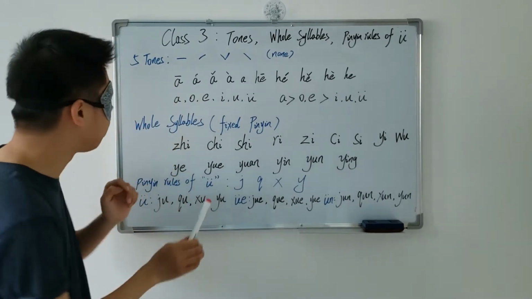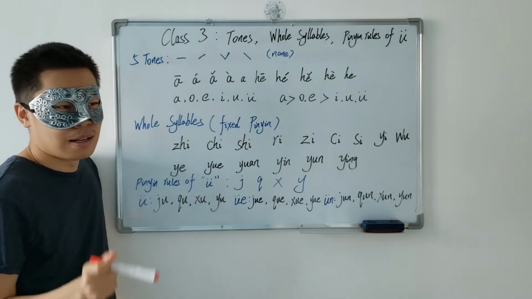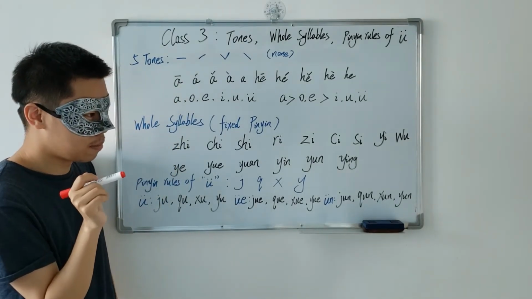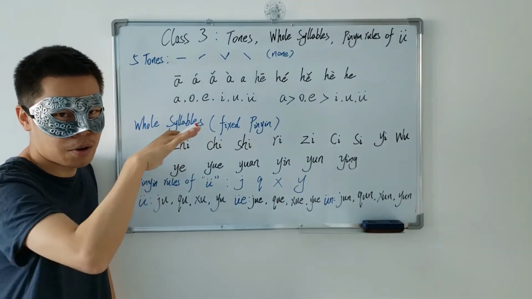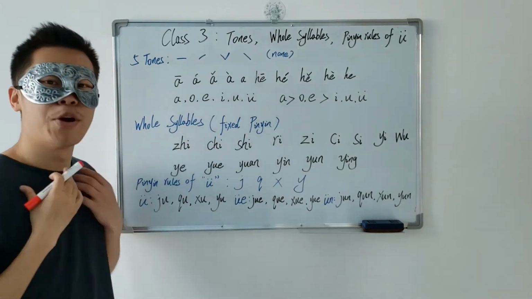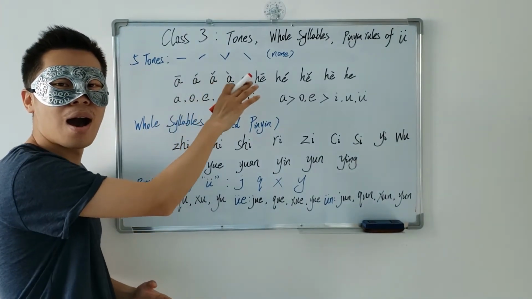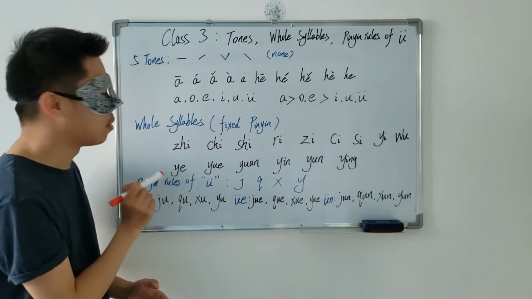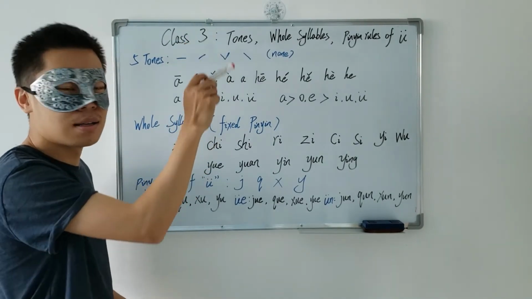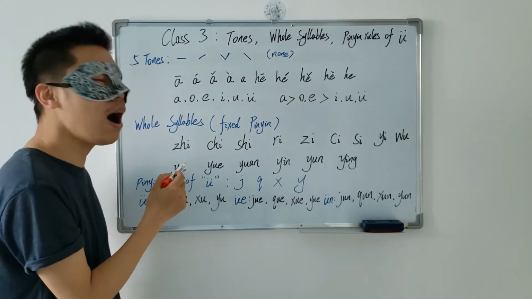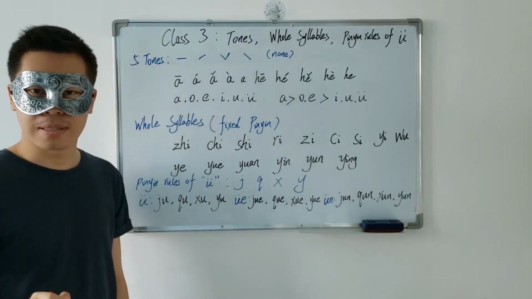For example, the first tone is slight, very slight, like a horizon. I mean your breath is slight, like a horizon. The second tone is like a question. This is the second tone.